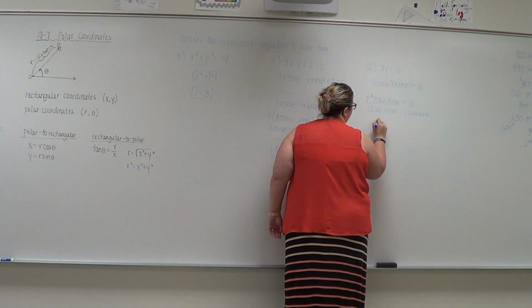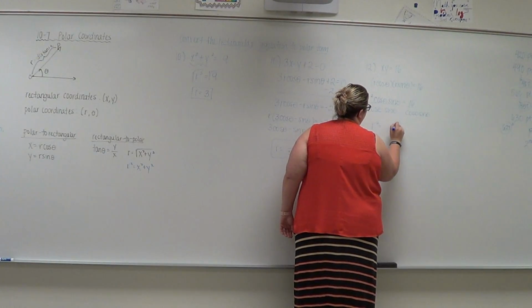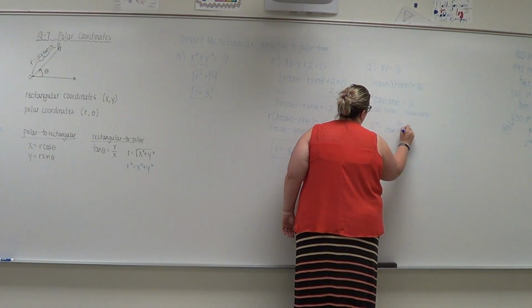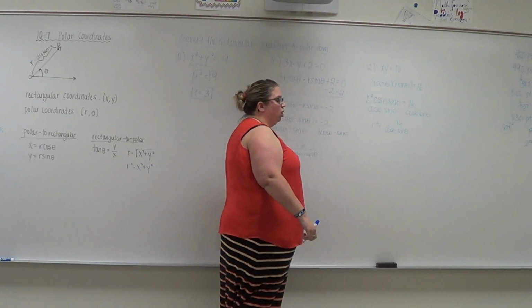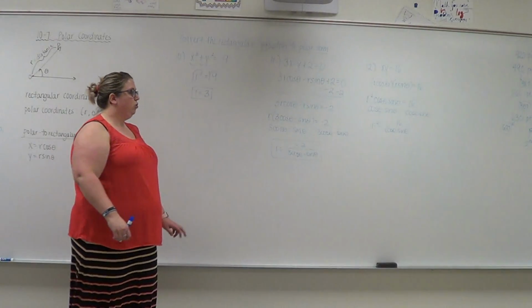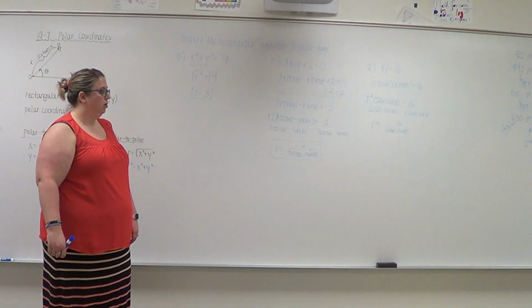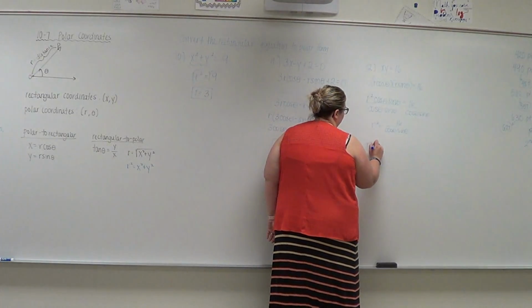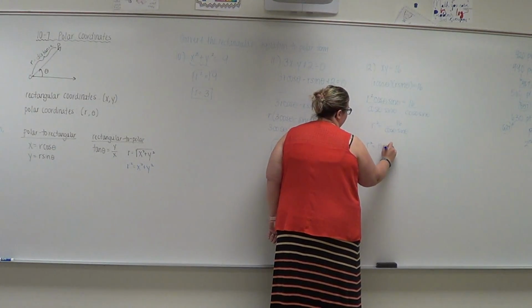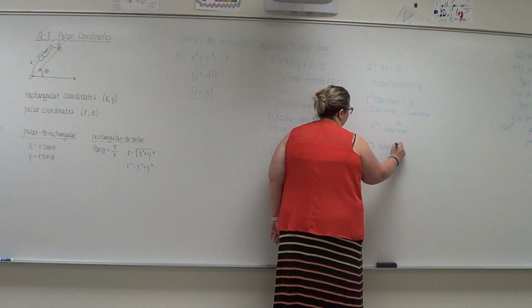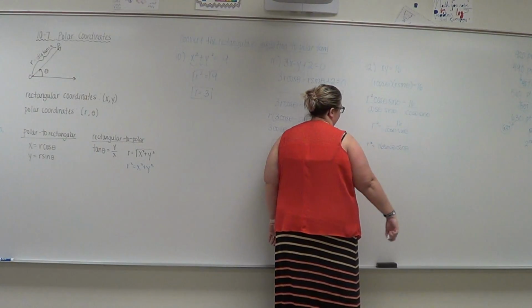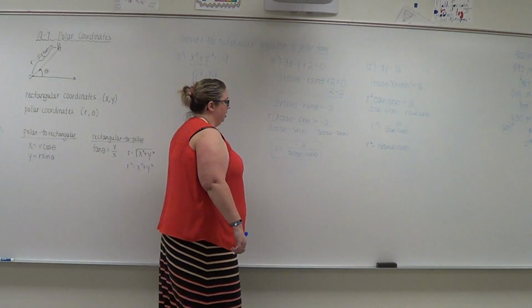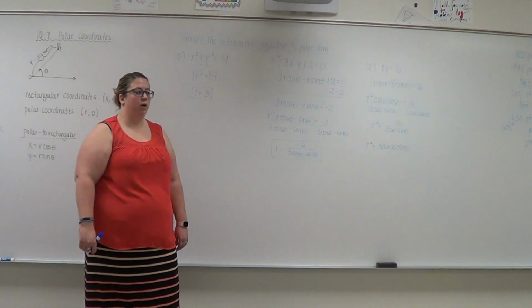So then I have r squared equals 16 over cosine sine. Okay, now since those are multiplied, you can move those to the top. So the reciprocal of cosine is secant. So this becomes 16 secant. And the reciprocal of sine is cosecant. And then what would I do last? Square root to the r squared.